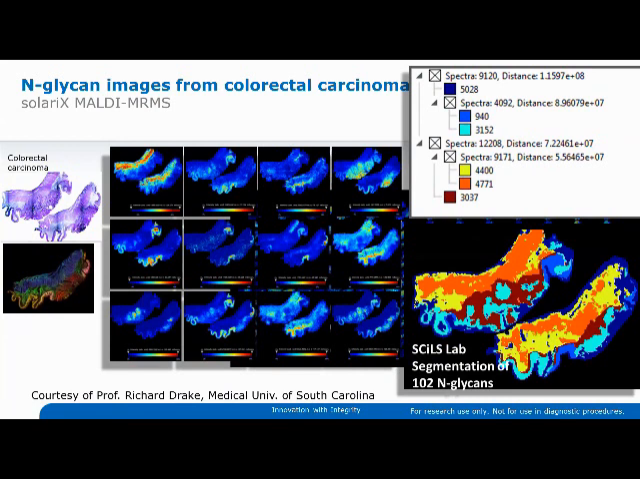And just illustrating here, these segmentation maps were generated from looking at the patterns of 102 different glycans that were detected in the data set.